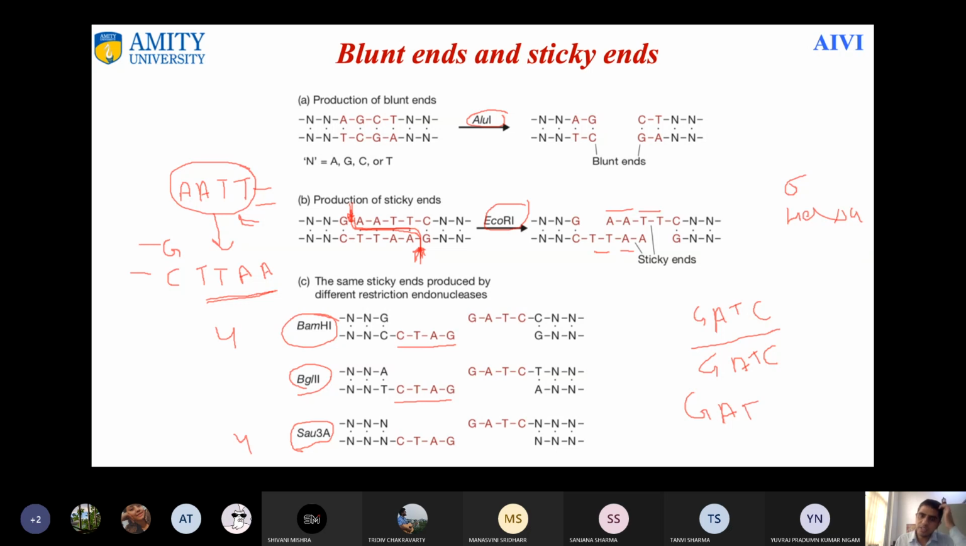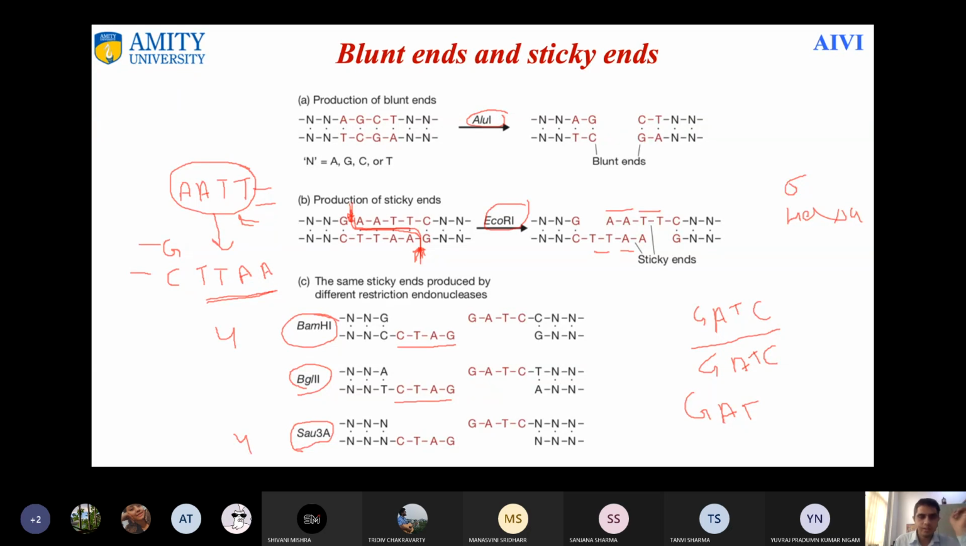Okay. So these are the 3 different enzymes. All the enzymes, BamHI, BglII, and Sau3A, are recognizing a sequence, and when they're recognizing it, they are going to produce a 4 nucleotide overhang. After producing a cut, they are going to have a GATC overhang.